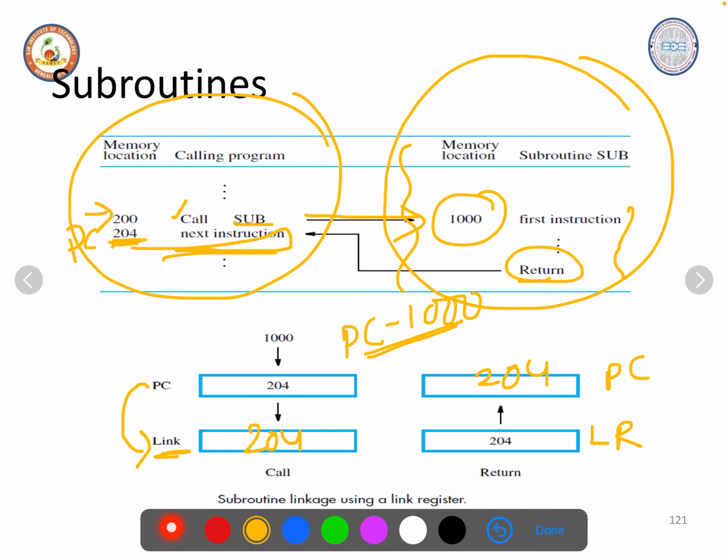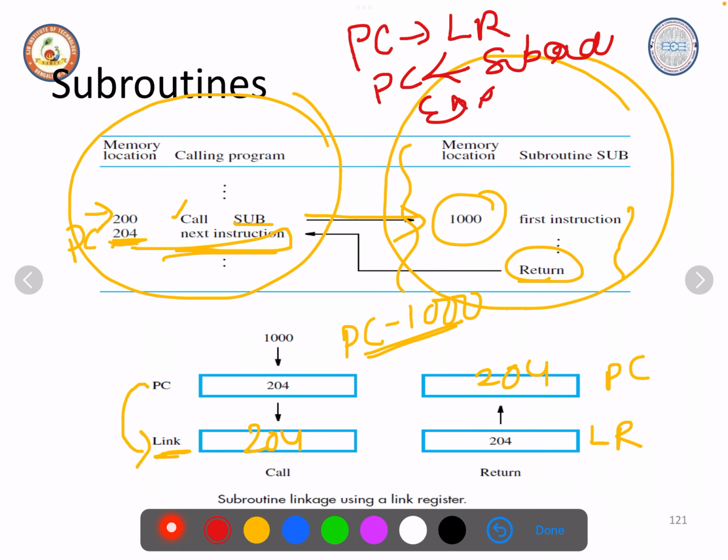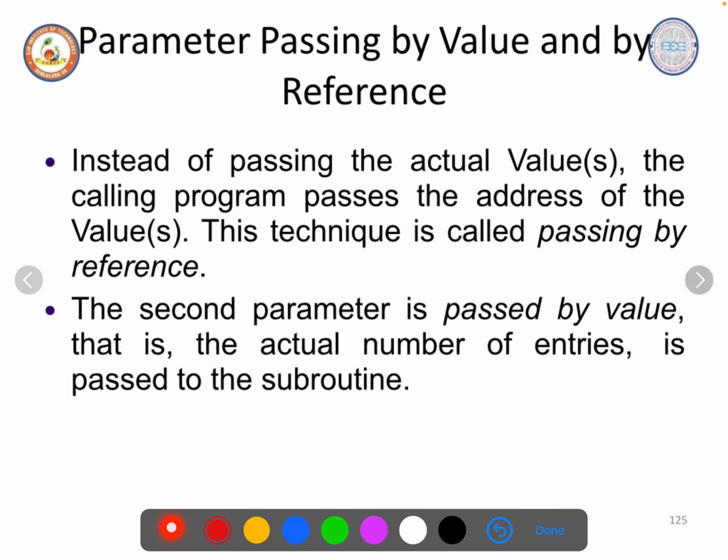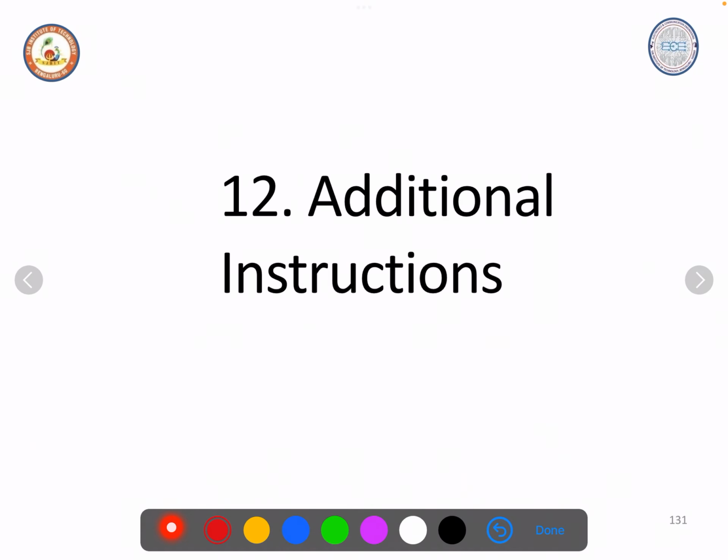So upon subroutine calling, these things will happen. First, it copies the contents of PC to link register. Then PC is loaded with the subroutine address. Then it executes the subroutine. Then upon return, what happens? Link register content will be copied to PC. Then the main program will be returned to. Parameter passing, all these things were not there in your syllabus.